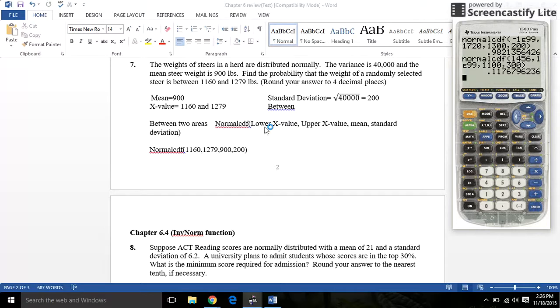As you can see here, I've put what you need to put in the calculator. I'm going to do second, vars, 2. My lower number is 1,160, comma, then 1,279, comma, and then 900 for my mean and 200 for my standard deviation. Close the parentheses, and I get 0.06775. I'm going to round up and do 0.0678. So the probability of finding the weight of a randomly selected steer between 1,160 and 1,279 pounds is 0.0678.